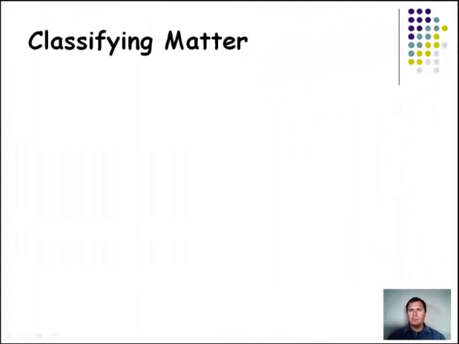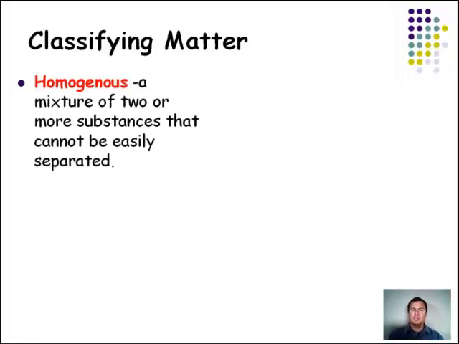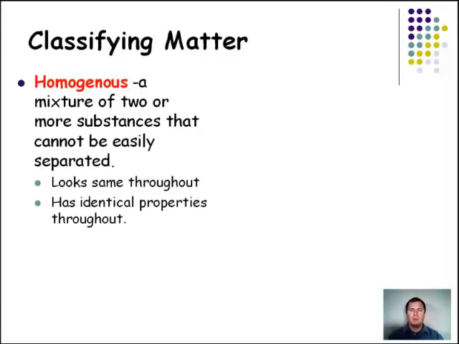Matter can be classified, first of all, by what it looks like. If we look at something, we can break it down into two categories. The first one is what we call homogeneous. Remember, the prefix homo means the same. So a homogeneous substance is a mixture of two or more substances that cannot be easily separated. It cannot be easily broken apart. In fact, it looks uniform throughout. If we test it, we see that it has identical properties. Take a sample from the top, middle, bottom, and they're all going to be identical to each other. The parts that make it up are uniformly or equally distributed.